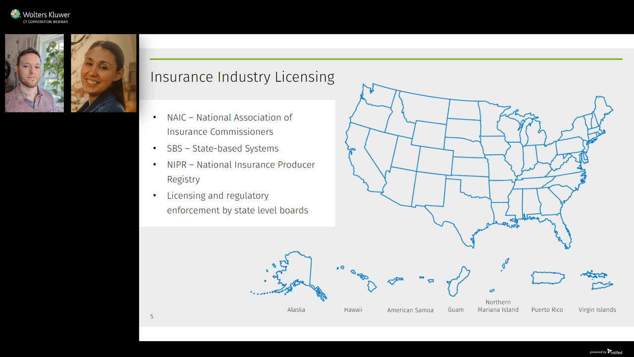So while an agent producer might be able to apply and obtain a license via NIPR, a title agent or an assessor or one of those kind of oddballs that Kayla mentioned on the first slide, they might need to apply directly through the State Board of Insurance.